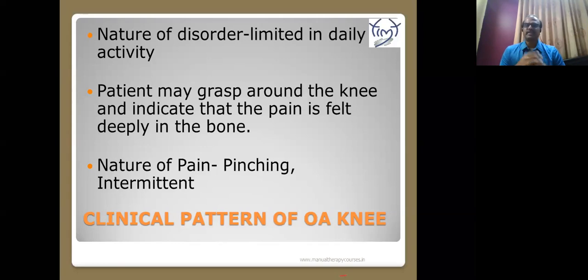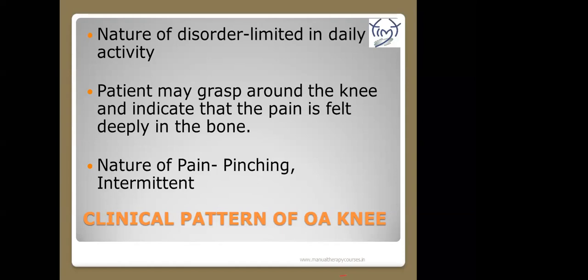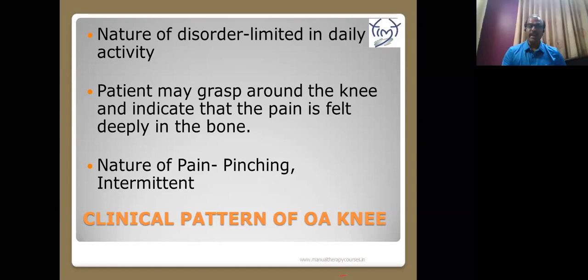So they are limited in daily activities, and the patient may grasp around the knee and indicate that the pain is felt deeply in the bone. So they feel it's more of a deep pain, which could be due to the bony nature of the pain, which could be impinging or intermittent. So this is the pattern recognition, or forward reasoning, or clinical pattern of OA knee.